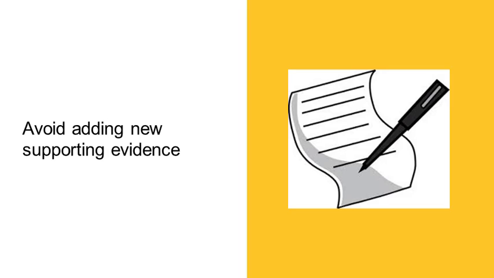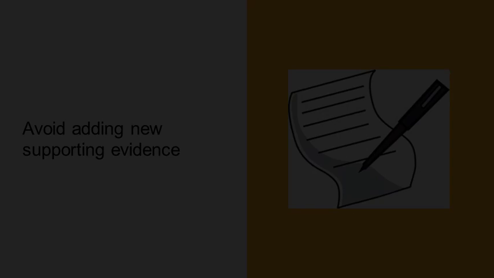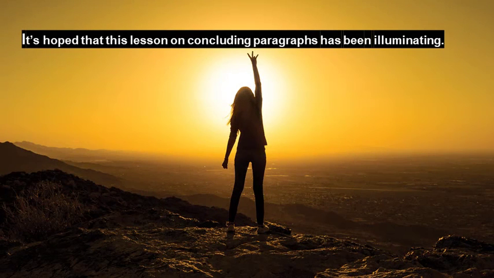One way to prevent adding new information in the conclusion is to look at your whole paper. Label each paragraph with the main point. This will help you see if the information ties everything together or is outside the points you already made. It's hoped that this lesson on concluding paragraphs has been illuminating.